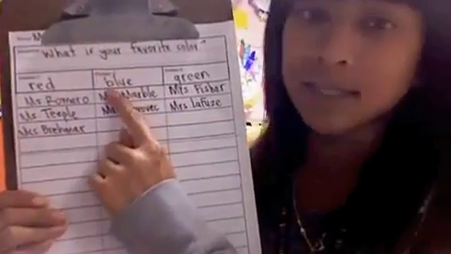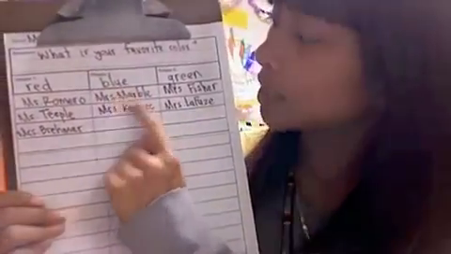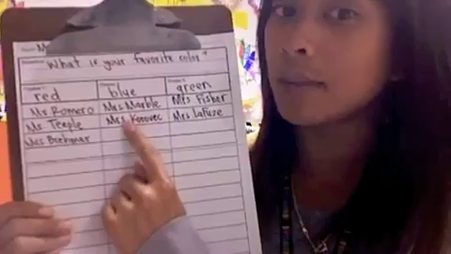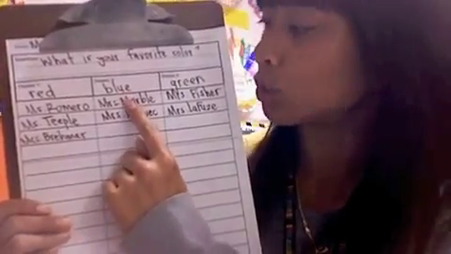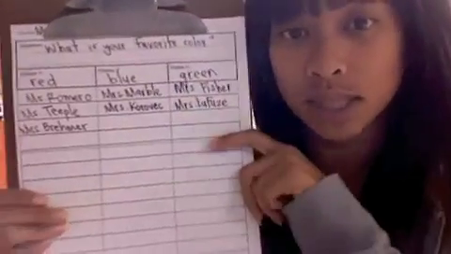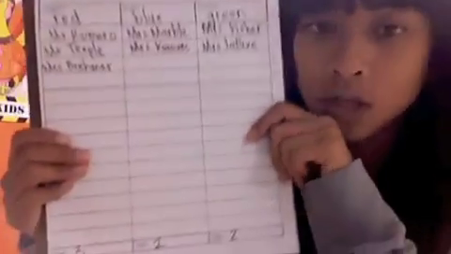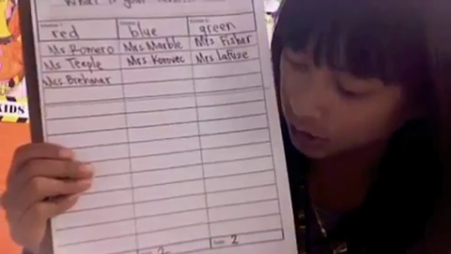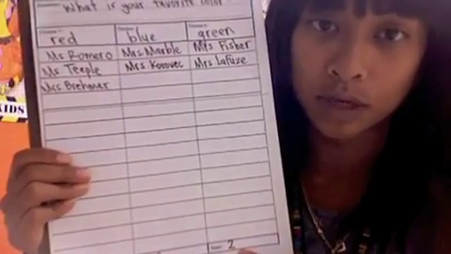Choice 2 is blue, and Mrs. Marvel and Mrs. Korvek both said they liked blue, so I made sure to write their name right underneath the choice 2 blue. Now choice 3 green, Mrs. Fisher and Mrs. LaFuse said that they liked those colors. So you can see on the bottom, I totaled up the votes for each, and I have 2 and 2 down here for blue and green.